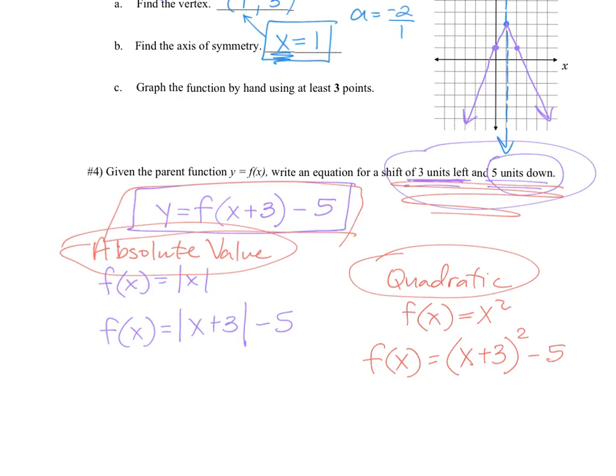Okay, so that's a little bit of the key concepts that we've done. Your homework looks a lot like this, but in a little more detail. Okay, good luck with that.